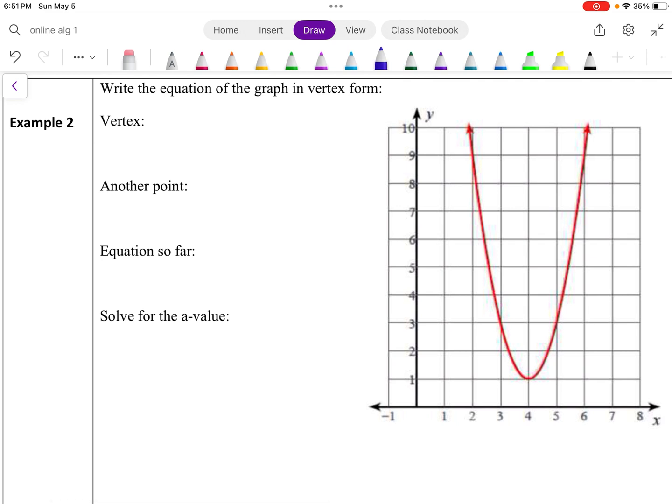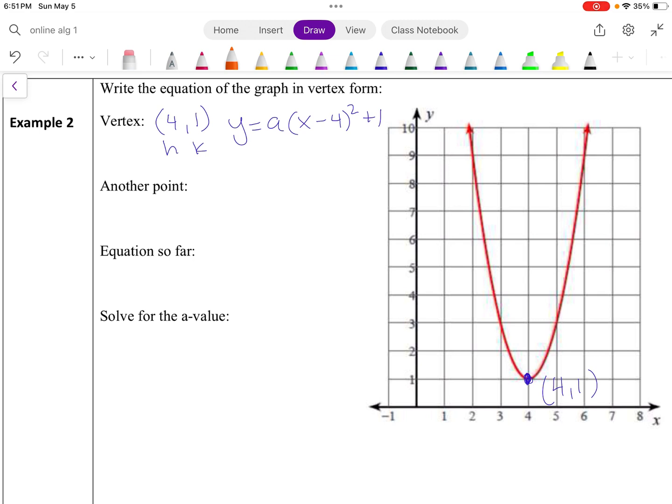Let's try again. It'd be a good idea to pause and see if you can do this one on your own. So again, we want to figure out the vertex. Well, here's my vertex. This looks like it's the point 4, 1. We're already halfway done. Here's my h, here's my k. Again, I like to write it down so I know what I have and what I'm looking for. I still need my a value.